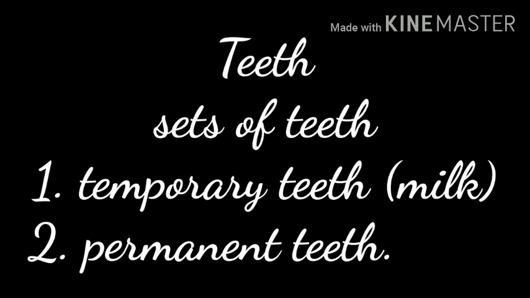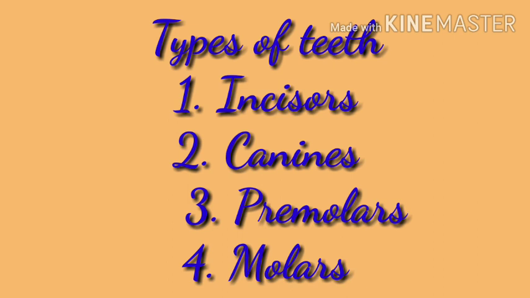So now we will learn about the different types of teeth. There are four types of teeth, that is the incisors, canines, premolars and molars. Incisors are very sharp and flat teeth in front of each jaw. They are responsible for cutting and biting.